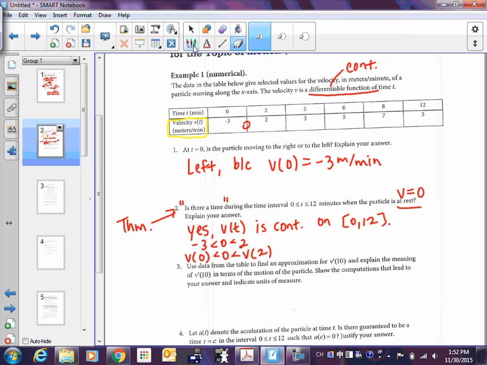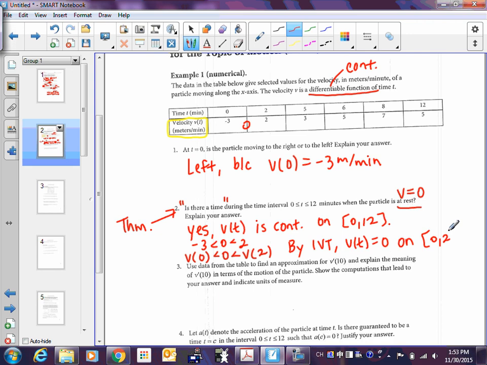IVT. How did you know it was IVT and not something else? Because we wrote the inequalities, and the big word here is between. When you're saying 0 has to be between these two, that's intermediate value. Intermediate and betweenness are related. So by IVT, we can say v of t equals 0 on what interval? You can say 0 to 12, that's fine, but what did I really show here? On 0 to 2. And if this happens on 0 to 2, then of course it's going to happen on 0 to 12.